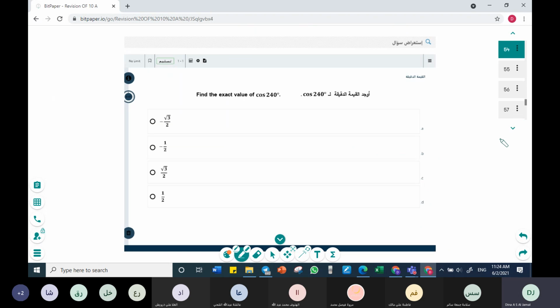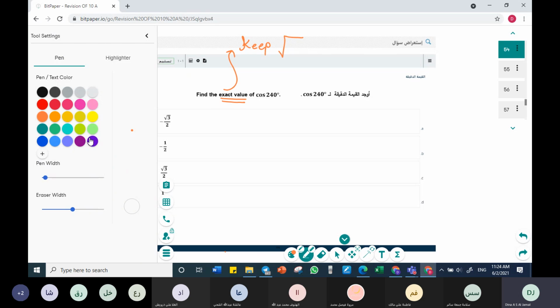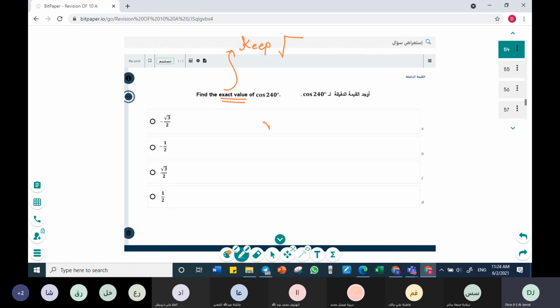Now let's have a look at the other question. Find the exact value of cosine 240. Whenever it asks you to find the exact value, if you used your calculator, you should not answer with decimal points. So keep your square root, keep the radicals. Now, I will be giving it to you using two ways. The first way is the longest way. Way 1.